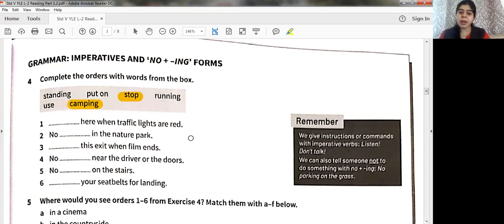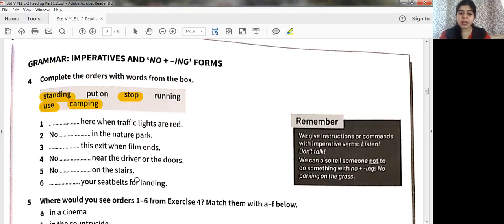Dash this exit when film ends. When you go to the cinema theaters, you have people over there who help you, and who say that you need to use this door for exit, right? So use this exit when the film ends. Dash, sorry, no dash near the driver or the doors. So no standing near the doors. Yes, I'm really sorry, when you go by train, you're not allowed to stand near the doors, right? So it is no standing near the driver or the doors.